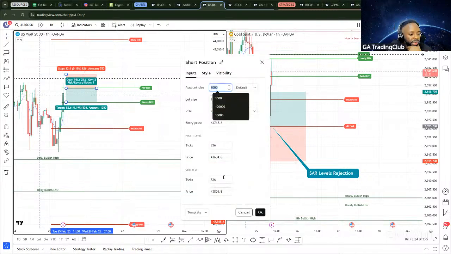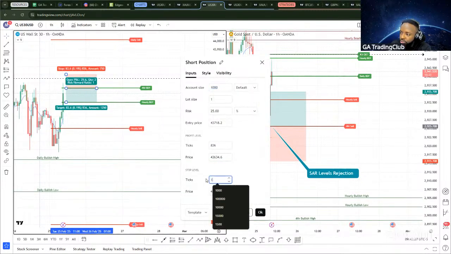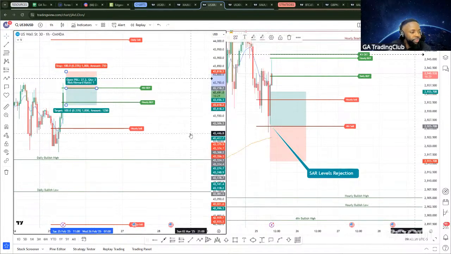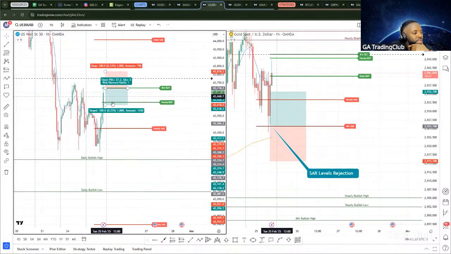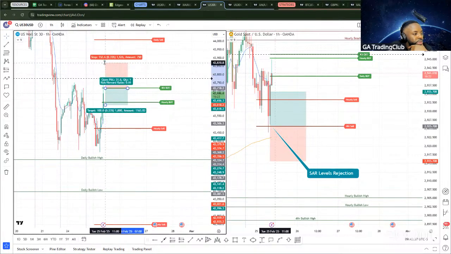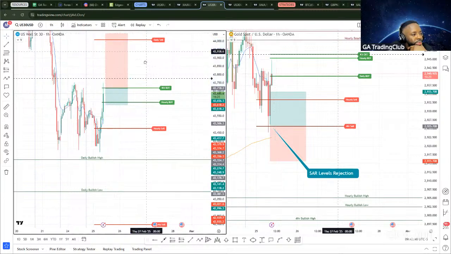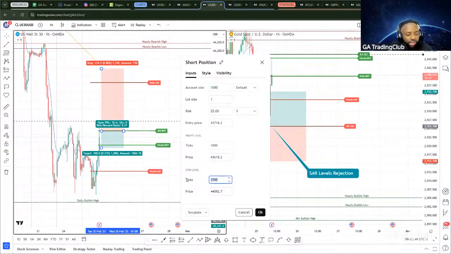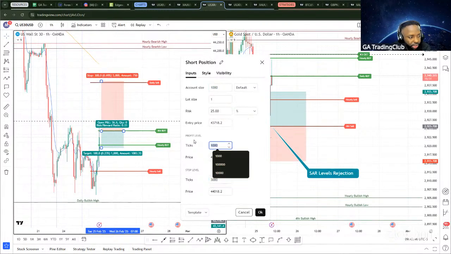And let's see, it's giving us a possible 100-point TP and stop loss. For this one, with a possible 100-point TP and stop loss, I think I would rather have the stop loss somewhere above here, if possible above this rejection area. So let's see how far up this is. This would need a 300-point stop loss.